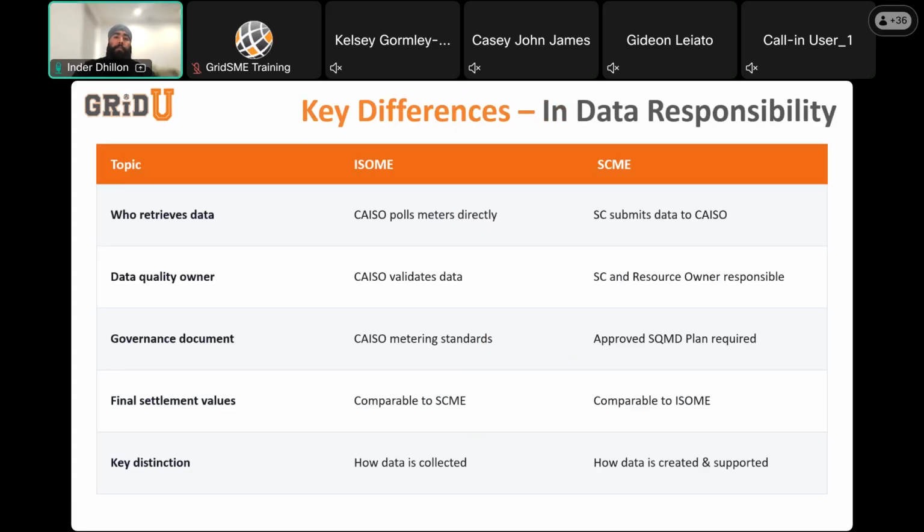And this table pretty much summarizes the core operational differences between ISOME and SCME. The most important point to highlight is the final row. The actual settlement values that CAISO receives are comparable regardless of which classification is in use. Both ISOME and SCME produce loss-compensated meter data that is used for energy settlement. What distinguishes them is how that data is produced, who is responsible for its accuracy, and the documentation required to support it.